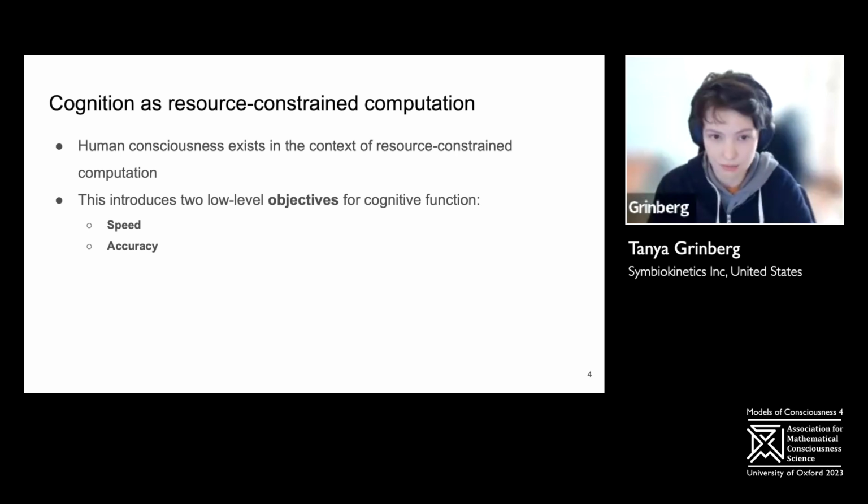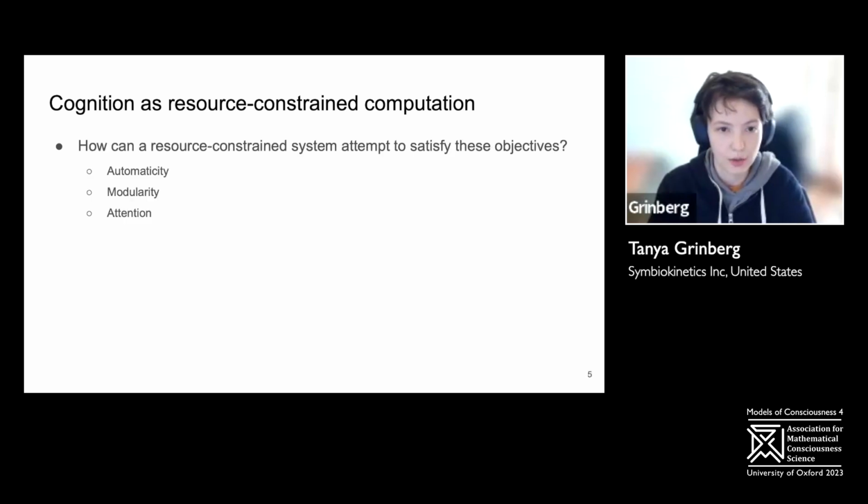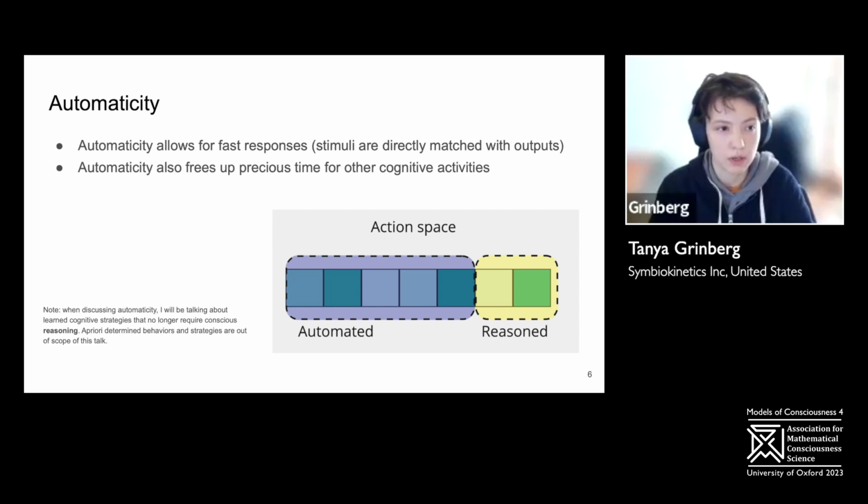Speed means that inaction is deadly. If we have a tiger chasing us, we must have a fast enough response to run away. And accuracy means that wrong action is deadly. We had better learn not to stick our fingers into electric outlets and fire pits and so on. So how can a resource-constrained system attempt to satisfy these objectives of speed and accuracy? I'm going to propose three features, which are automaticity, modularity, and attention. Let's go through these one by one.